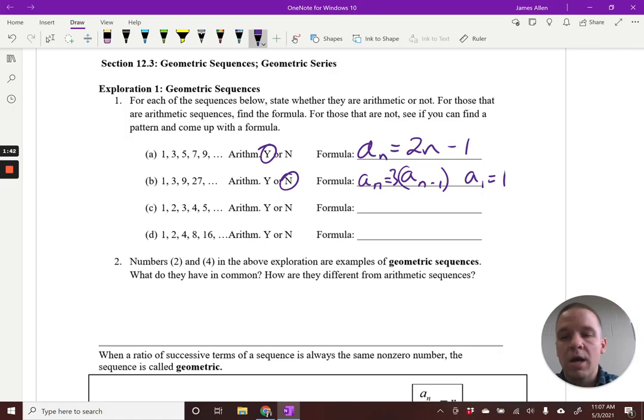That's fine. The next one, I've got 1, 2, 3, 4. I'm always going up by 1. Yeah, that's arithmetic. So a sub n is literally just equal to n. Cool. It's just the term number.